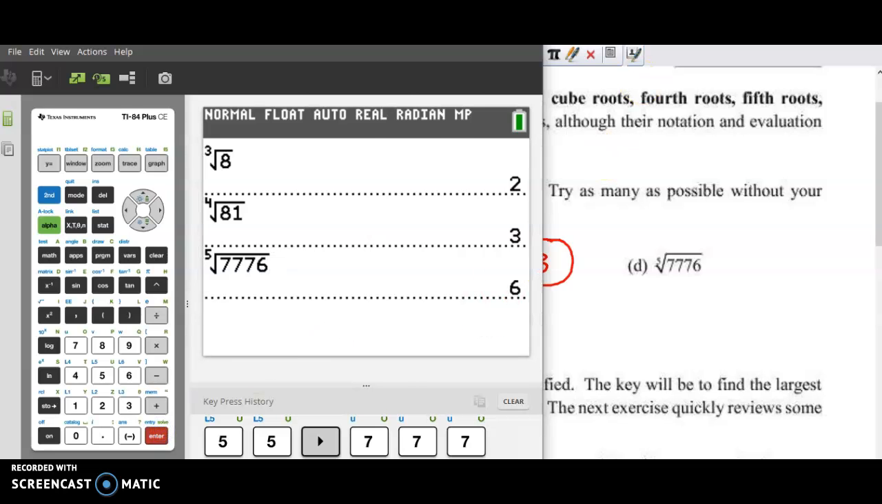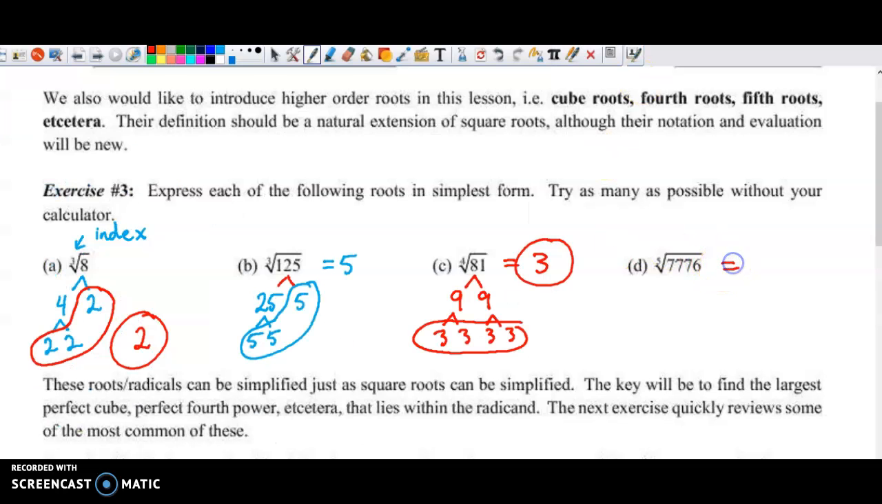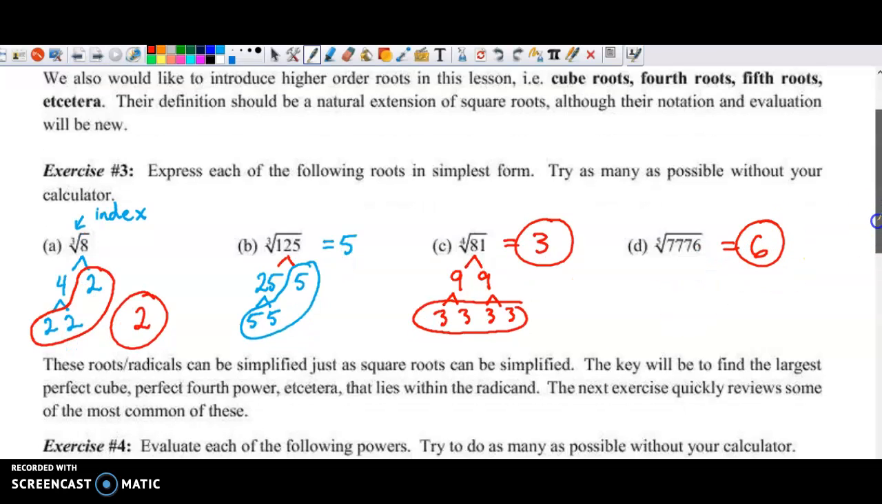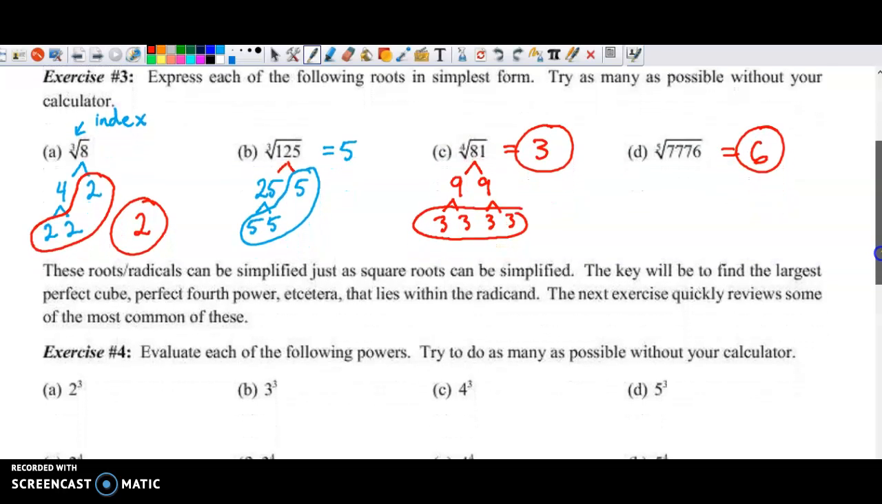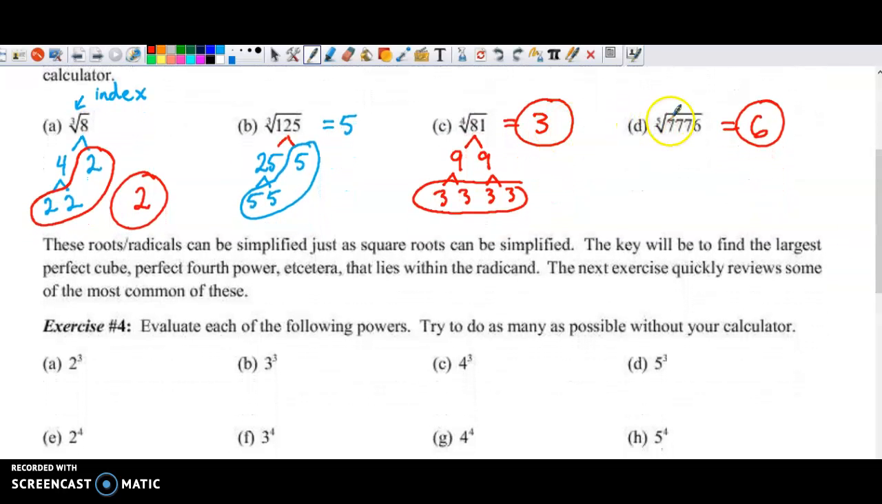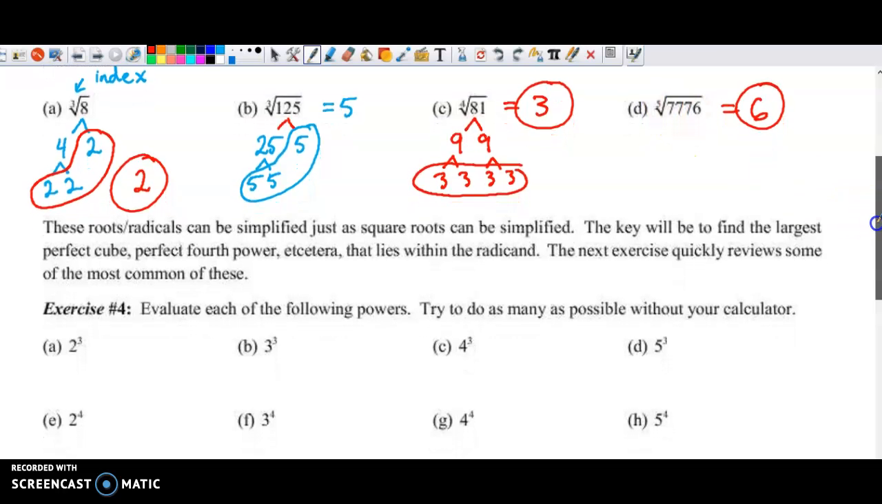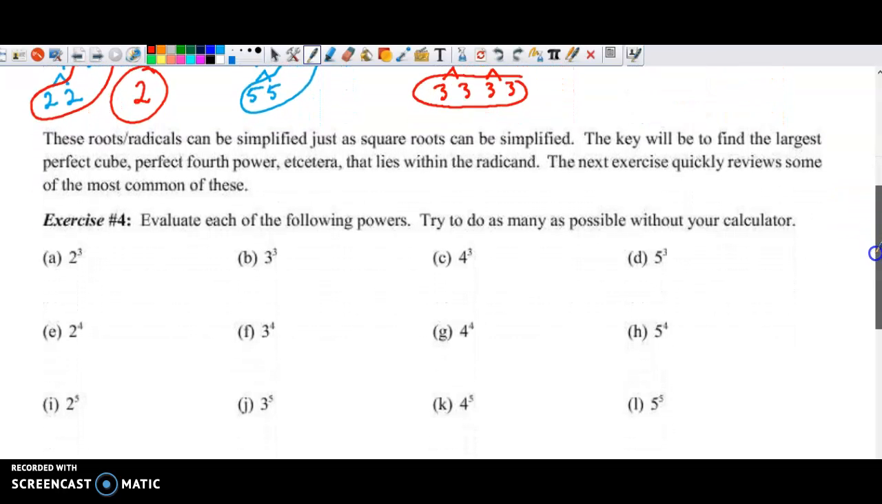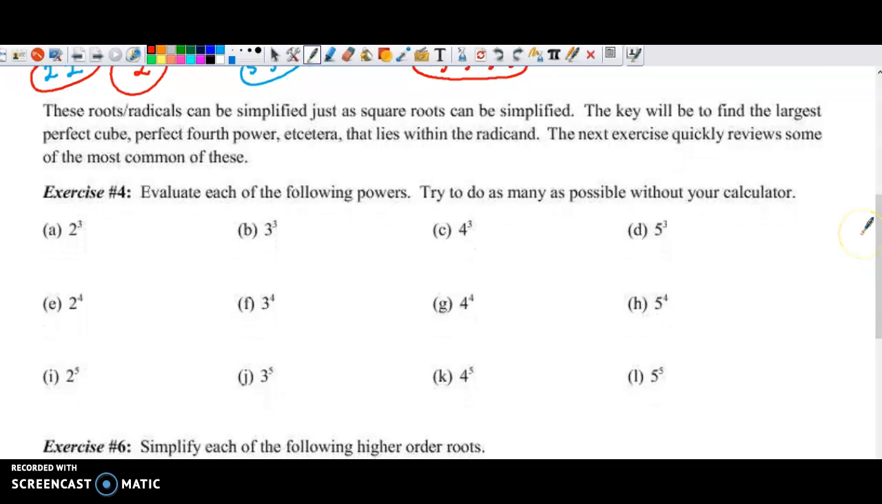Apparently comes out to exactly 6. And like I said, you could do the problem the same way by breaking it down, and you would eventually see that you have 5 sixes. Excuse me, there's 5 because it's an index of 5.